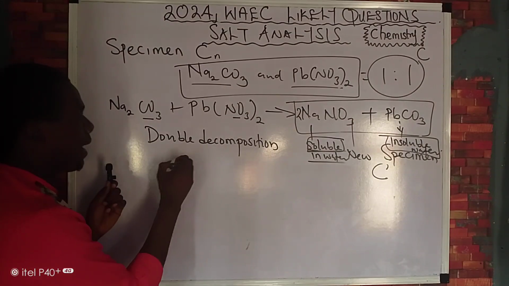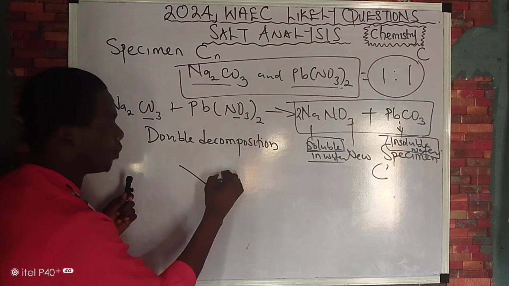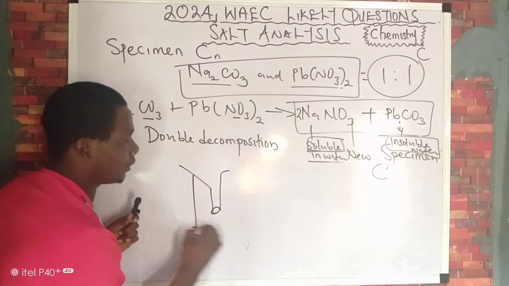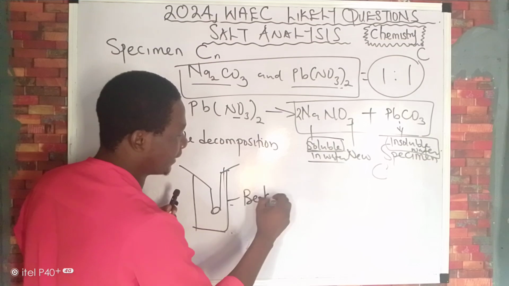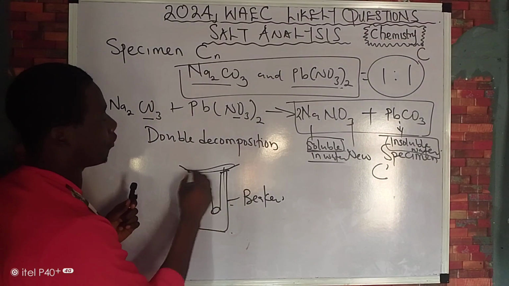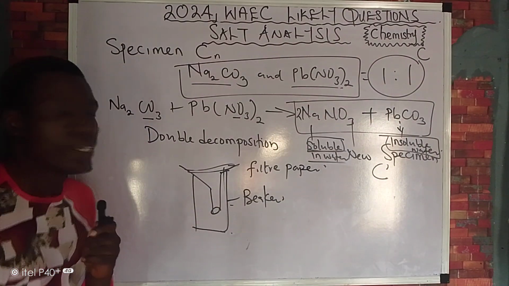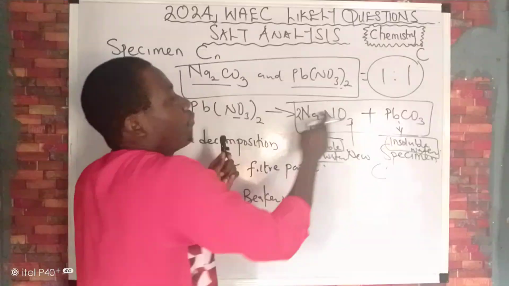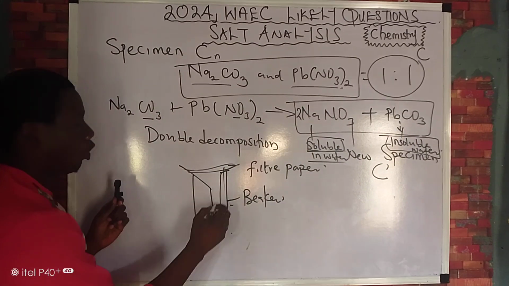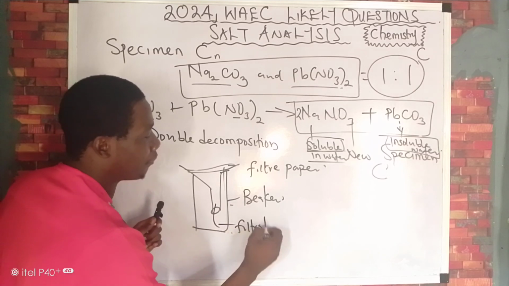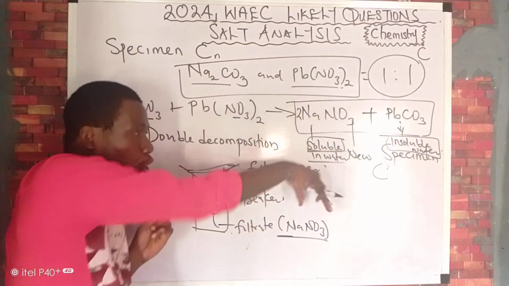Now, if I have my solution, a mixture of these two in water, and then you filter with your funnel. Now let's assume this is our beaker, okay? And then you have your funnel, and here happens to be your filter paper. Ladies and gentlemen, watch this. Now, if you put a mixture of these two compounds in water and pour into this place, remember that this one is soluble. So you have a filtrate here. And the filtrate you have is sodium trioxonitrate 5, because it is soluble in the water.